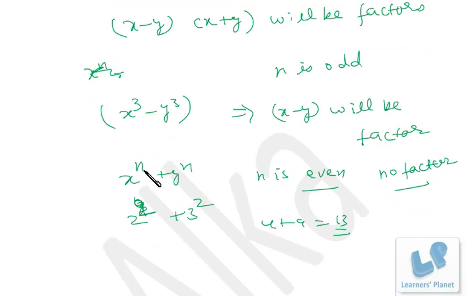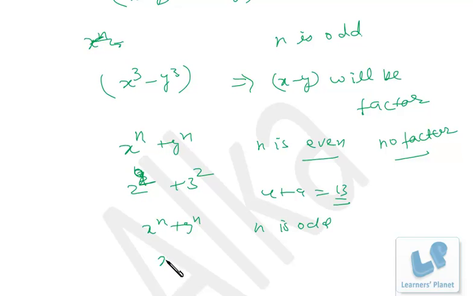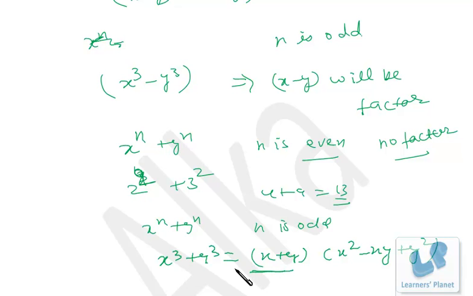But in case we have n as an odd number, so x^n plus y^n, if n is odd, then definitely x plus y will be a factor. Say x cube plus y cube, that's actually x plus y times x square minus xy plus y square. So for x cube plus y cube, definitely x plus y is a factor. I hope you are getting me. That means x cube plus y cube, if it is divided by x plus y, the remainder will be 0.